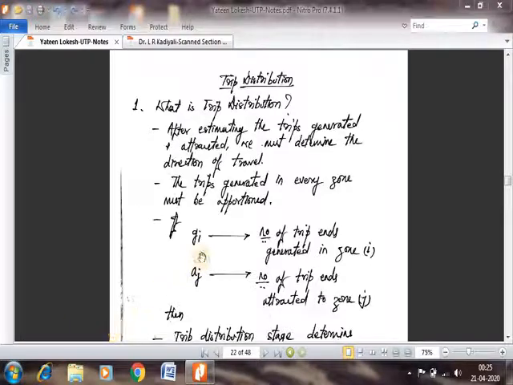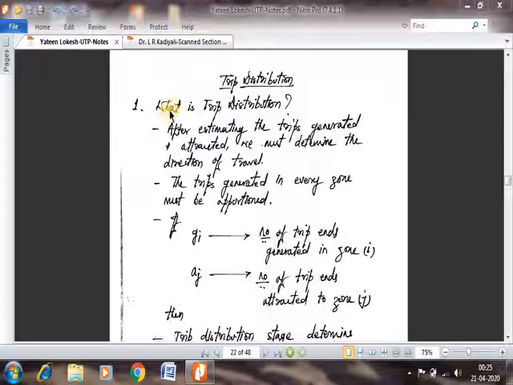So in this video I will be discussing with you all about trip distribution. As you all are aware, we have been discussing the four-staged transport forecasting model, out of which the first stage was trip generation analysis, and this would be the second stage, that is trip distribution. These basics I had already discussed in the class, but as a part of revision I'll just brush up through the basics of trip distribution.